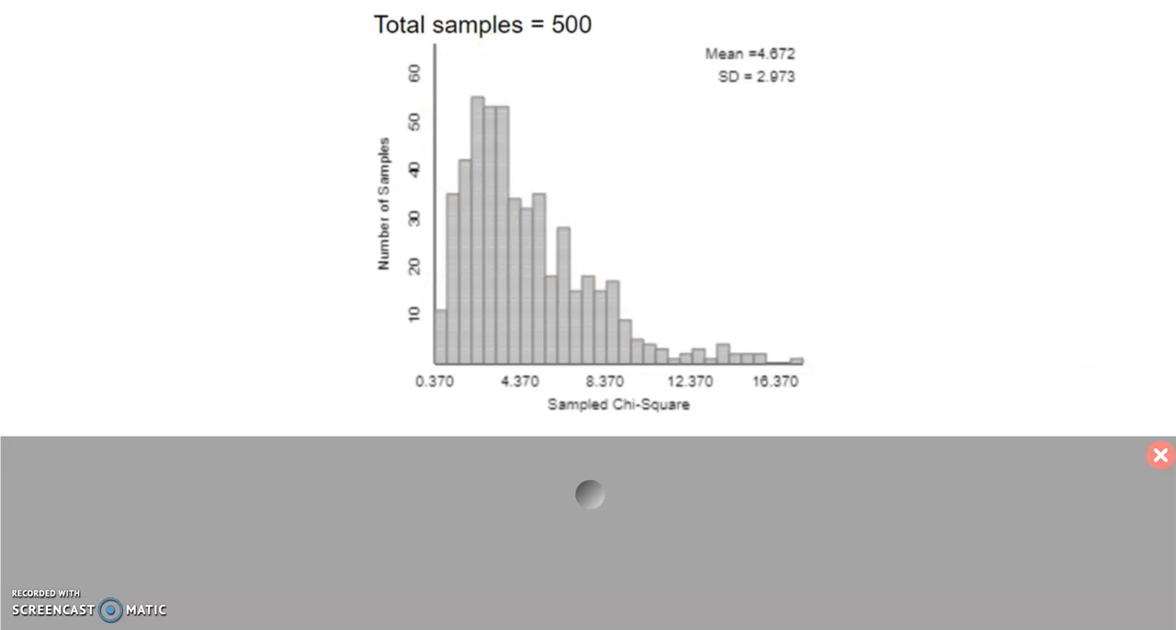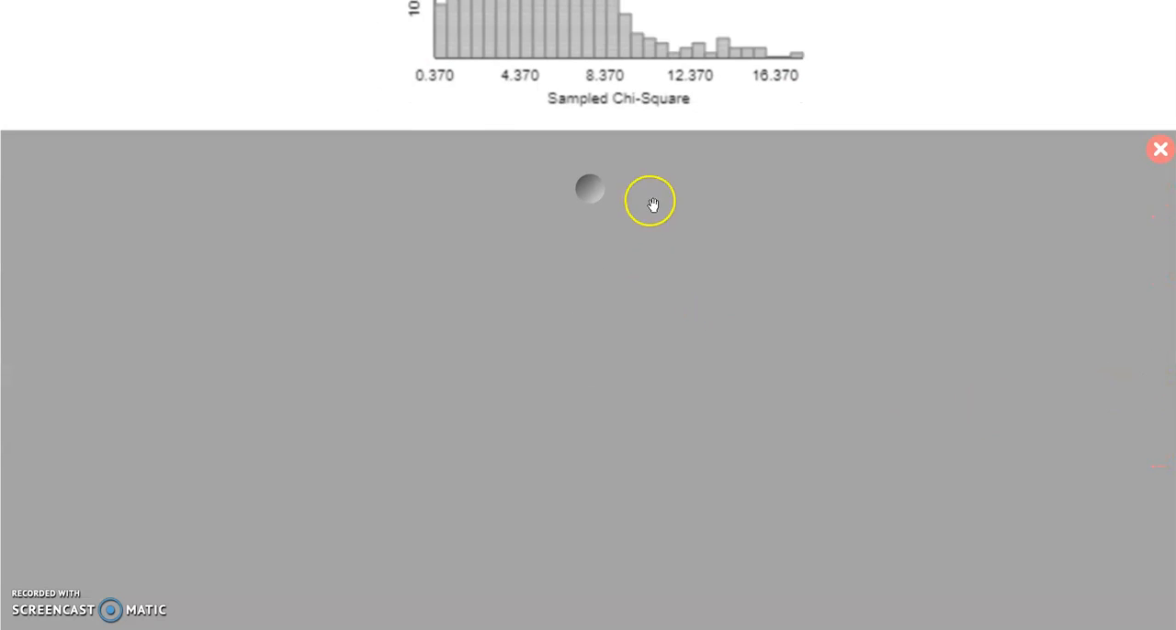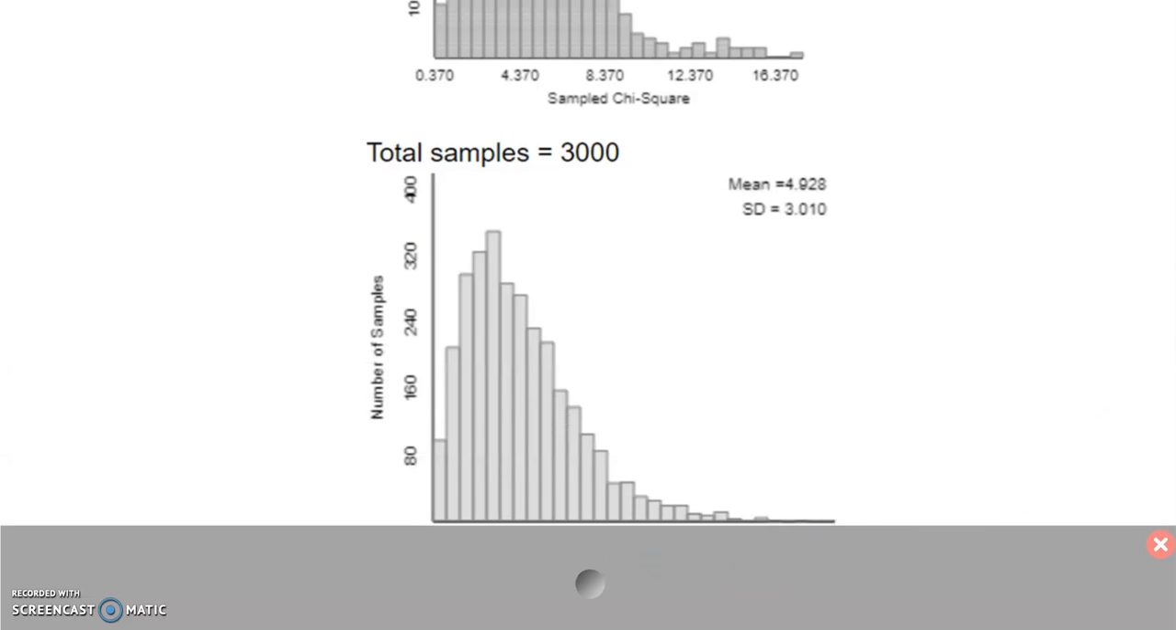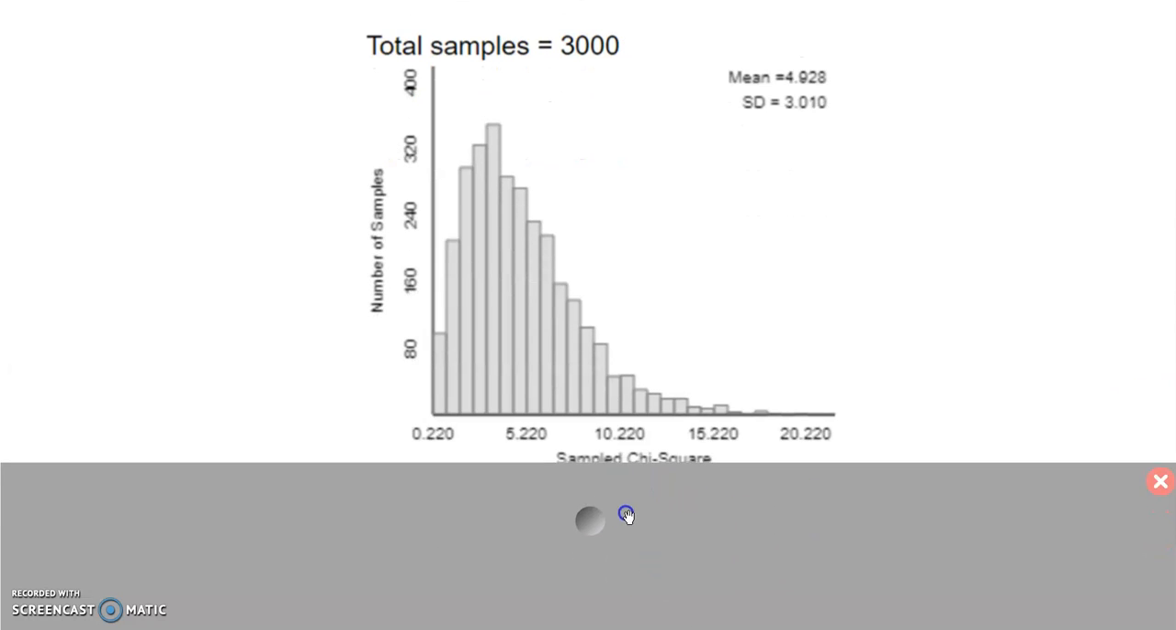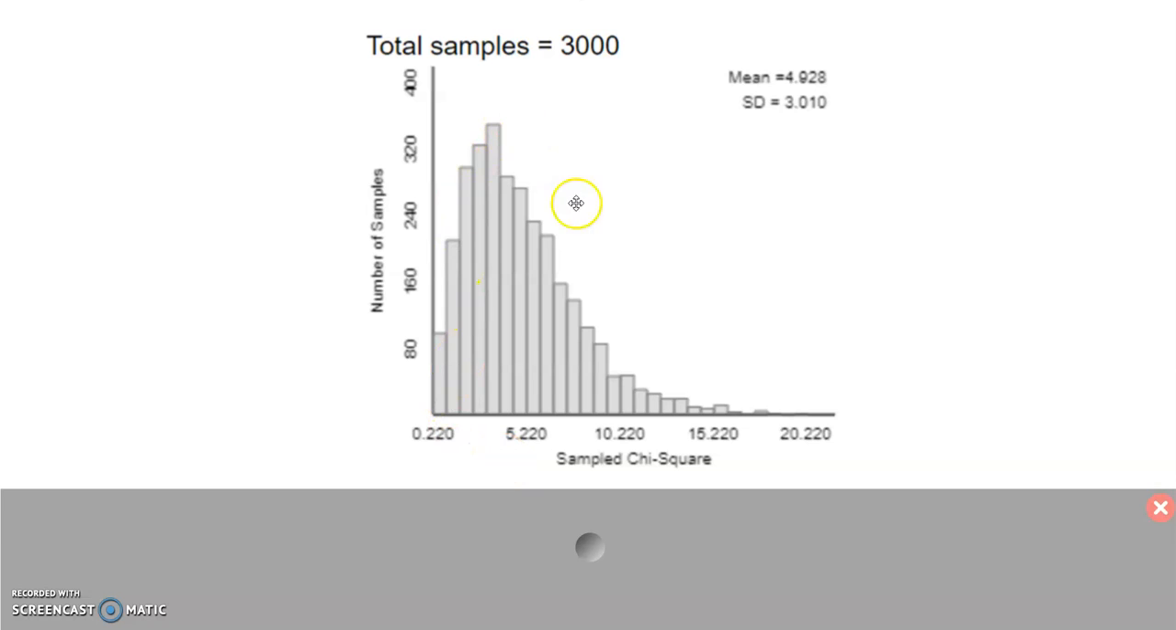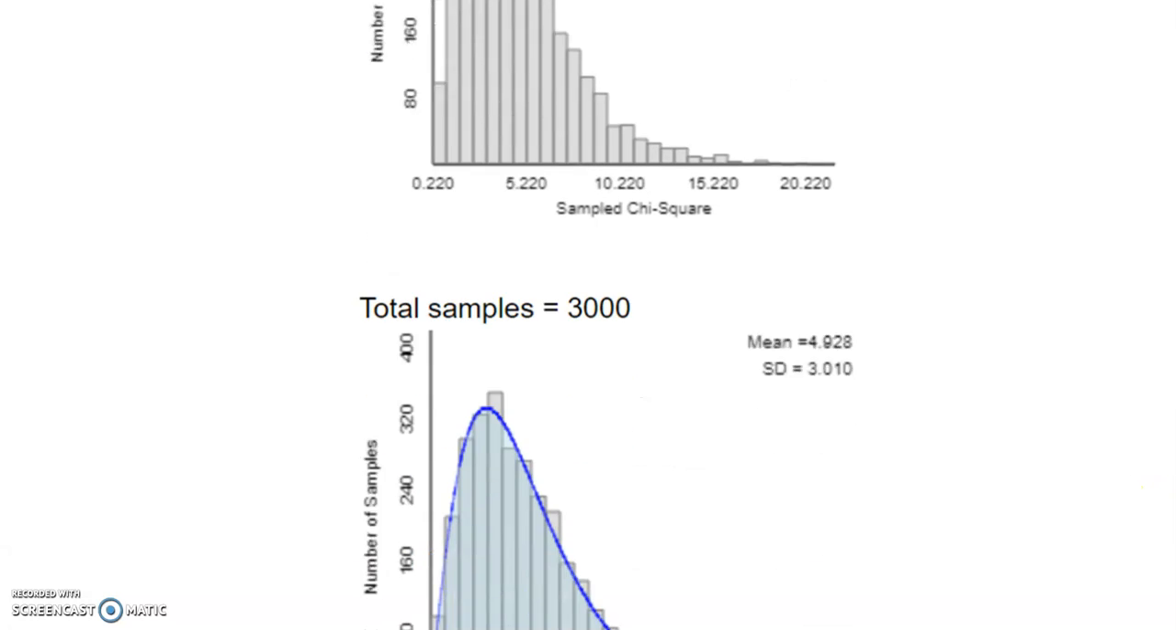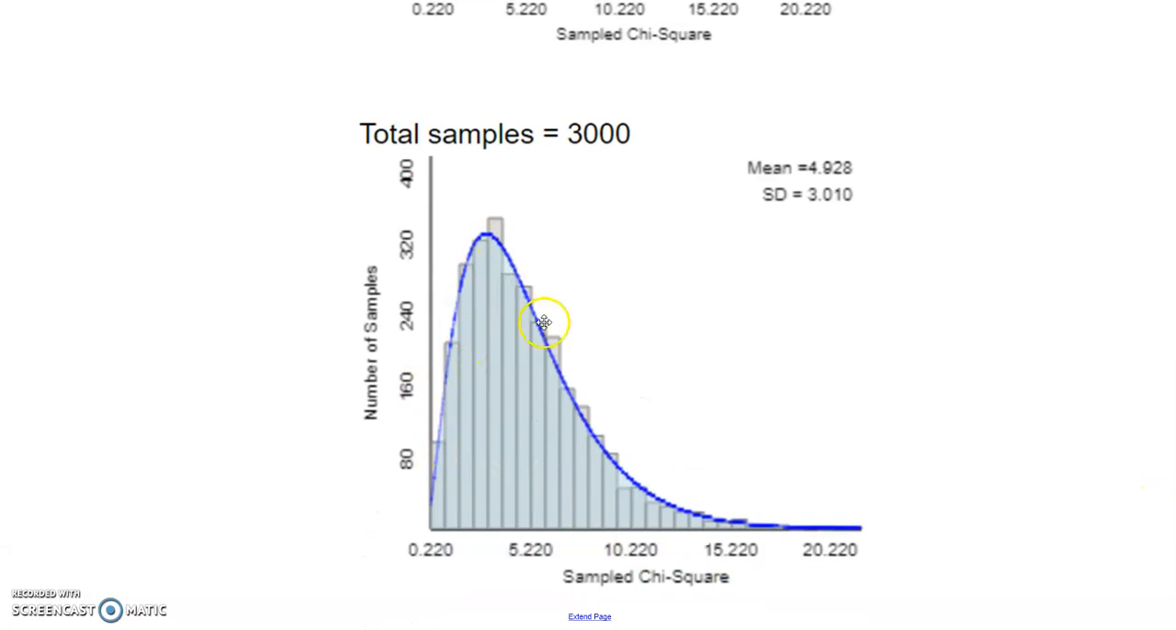But then I did a lot more samples, and you can see that shape starts to smooth out a bit. Here's simulating 3,000 bags of M&Ms being opened, and you can see this skew right shape. Then I drew a curve through those bars to see the general shape we get when we do this many, many times.